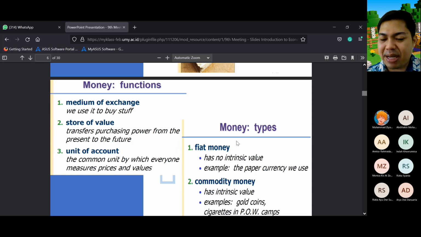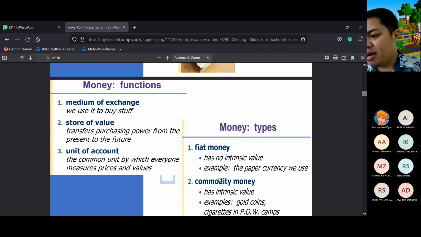And for the types of money, we have 2 types, and right now we have 3 types. Fiat money and commodity money. Fiat money is the money that you have right now. I will show you examples of fiat money across countries.